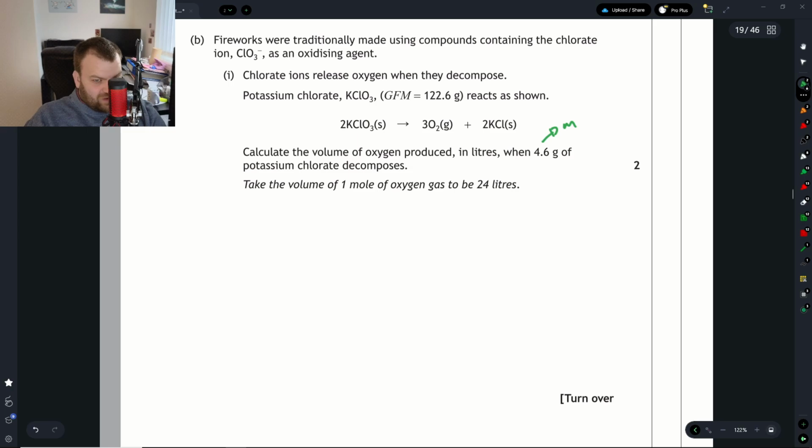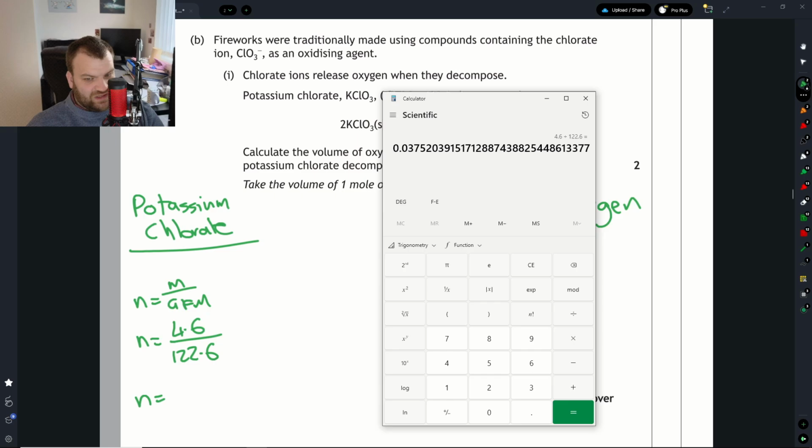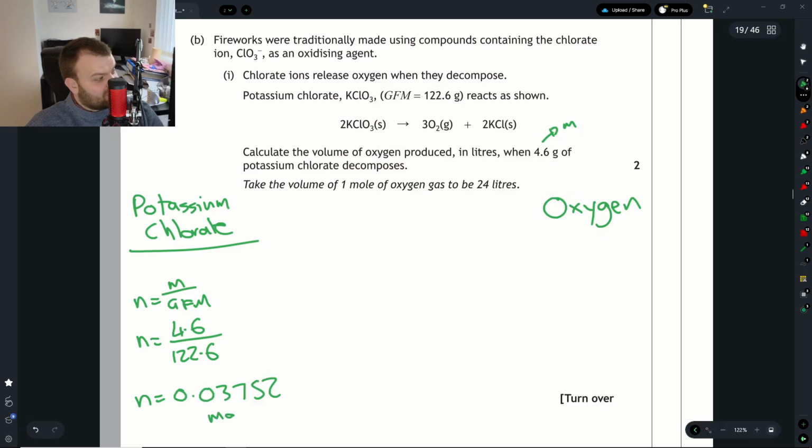I'm going to start with that one first because we're asked about oxygen, so oxygen is going to be my end chemical. We've also got the mass and the GFM of potassium chlorate. So n equals m over GFM. That's going to give us 4.6 over 122.6. We take that as 0.03752. That's in moles.